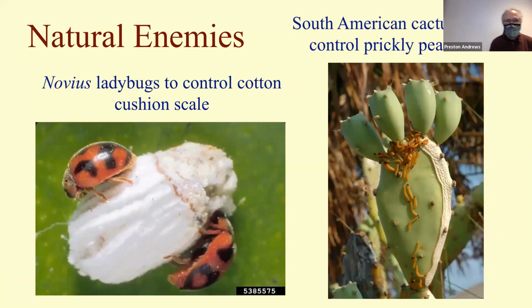Oh, natural enemies. Yeah, that's what I was waiting for. So the cottony cushion scale is a scale insect that infects citrus and other trees as well. It was essentially killing all the citrus trees in California in the 1880s. So what they did is they imported from Australia Novius ladybugs that are just voracious eaters of cottony cushion scale. So that was an example of bringing a natural enemy for biological control in a Wardian case.